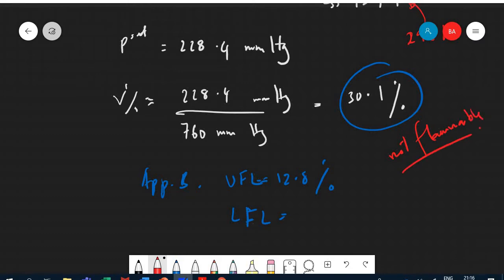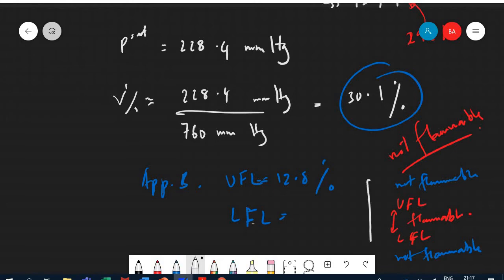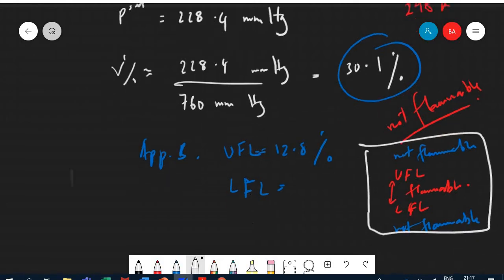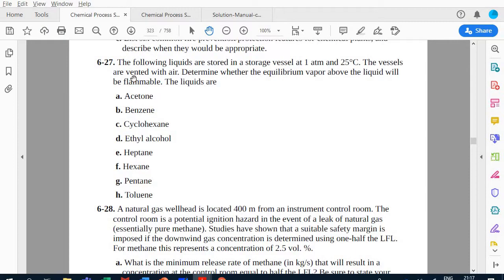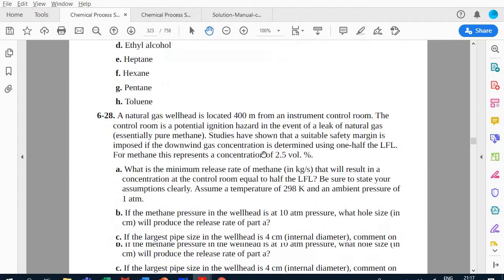As we said, we have a lower flammability limit and an upper flammability limit. Between them, it is flammable. However, here, above that it is not flammable, and below that it is not flammable. So we just need to be careful and remember those kinds of concepts. That was for 4.27. You can do this on your own, or I can keep it part of the assignment, but we got an idea of how we can solve this problem.